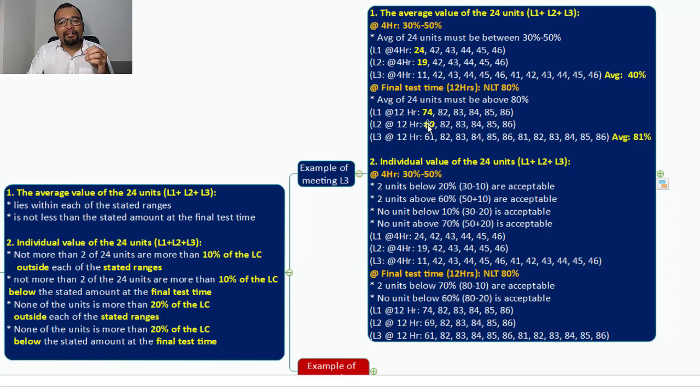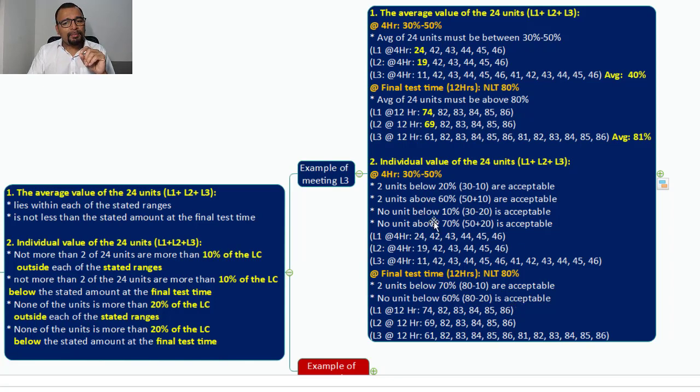So L1 is 74, 82, 83, 84, 85, 86. L2 is what? 69 to 86%. And then you have a 12 unit data at the L3. So once you calculate the average value at all these levels, you will find that it is 81%, which is still more than your 80%. And hence you can happily say that my average value acceptance requirement at L3 stage has been met. The second important criteria is the individual value requirement now for the 24 units.